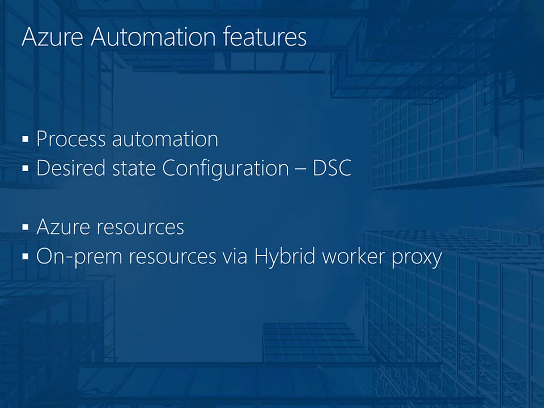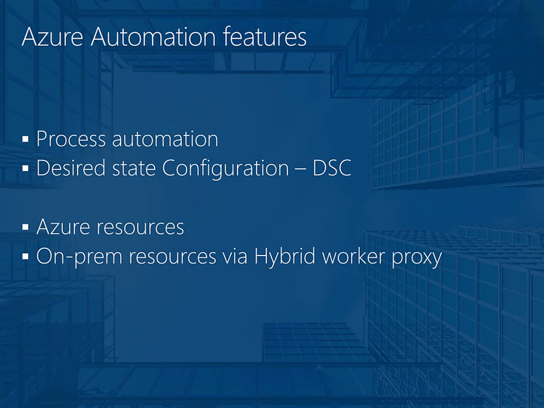If we look from, let's say, 10,000 miles on Azure Automation, we have two things. Process automation, to automate the processes, and the second part is Desired State Configuration, so that we create some kind of rules for what should be on our servers, and then this is maintained by Azure Automation. As I said, Azure Automation can be used for Azure resources, which is quite natural, and also on-prem resources.